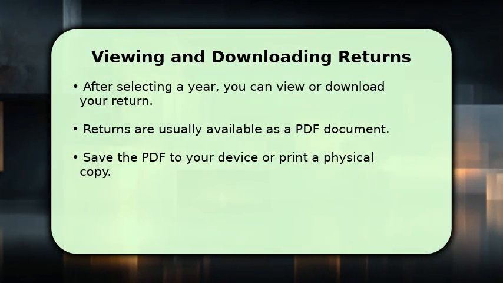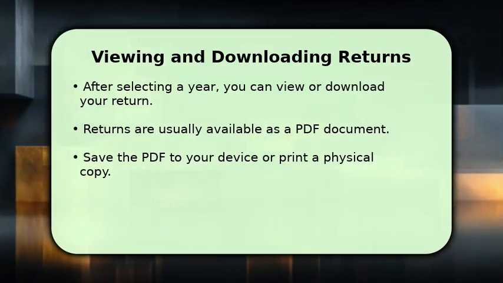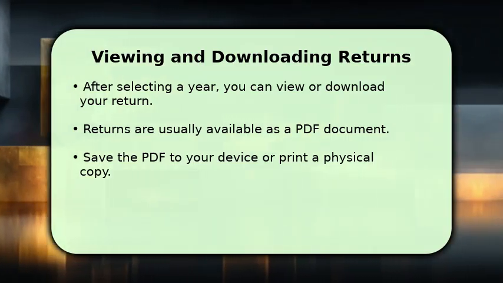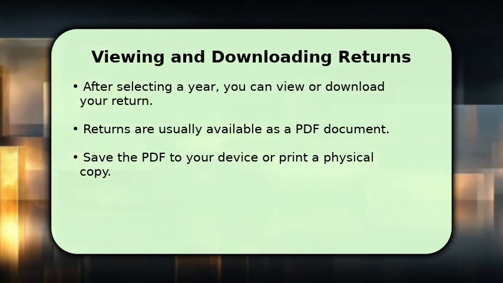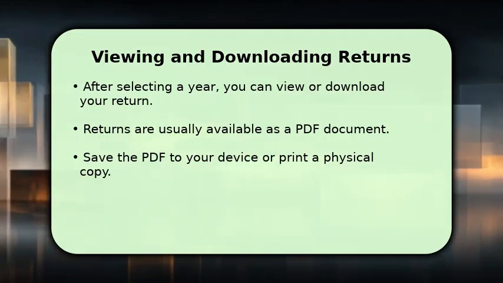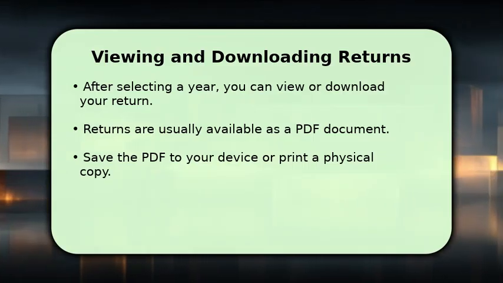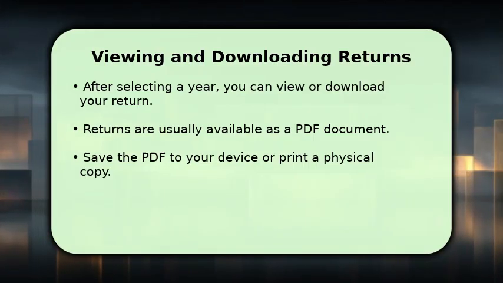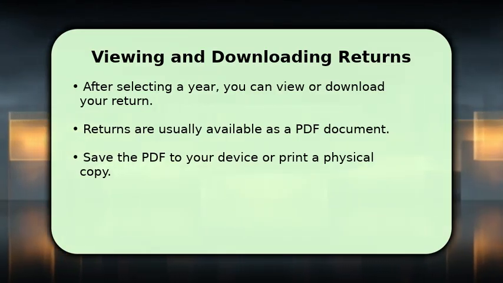After selecting the desired tax year, you will be presented with options to view or download your tax return. TurboTax typically provides these returns in a convenient PDF format, which is easy to open and print. You can choose to save this PDF document directly to your computer or another device for digital safekeeping. Alternatively, you can print a physical copy for your records, ensuring you have both digital and paper versions.